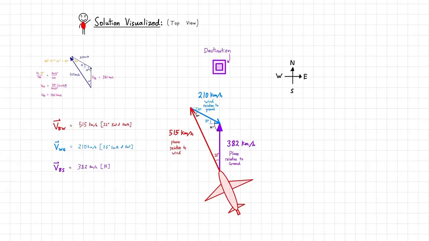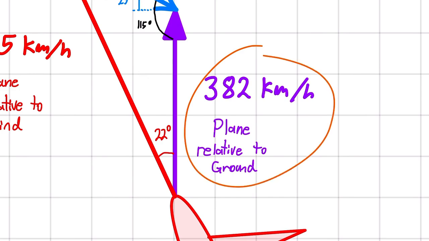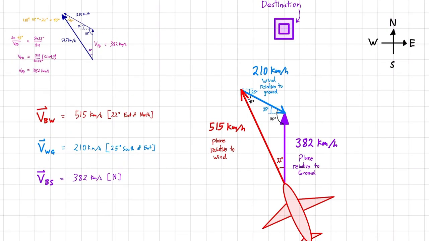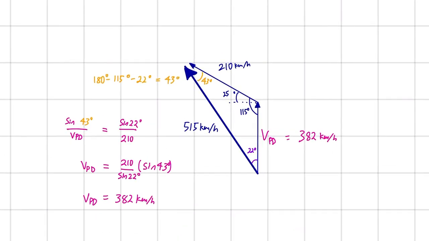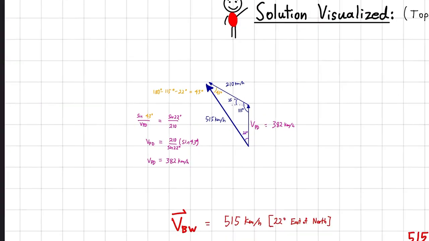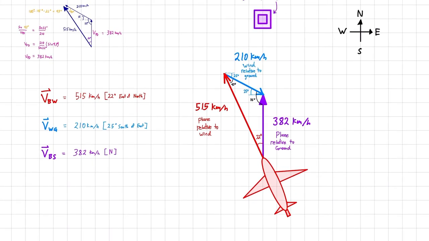And now going on to the solution visualized, I've summarized the solution here, and know that these values here weren't asked for in the question, to find the actual speed of the plane relative to the ground, but I've calculated them here anyways. So this VPD and then this angle here, I've calculated them. I'm not going to spend too much time on these, but if you want to pause the video and look at what I've done here, you're more than welcome to. But I just wanted to demonstrate what the plane is doing here.